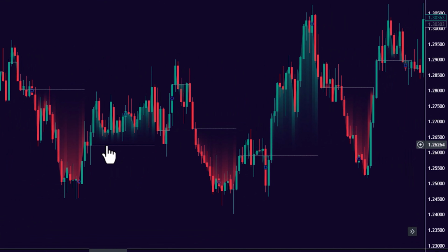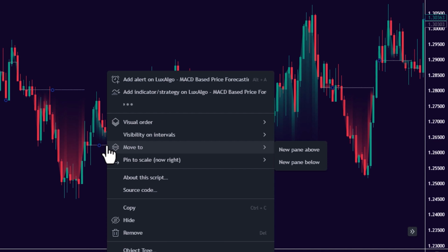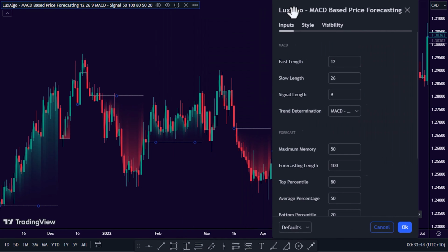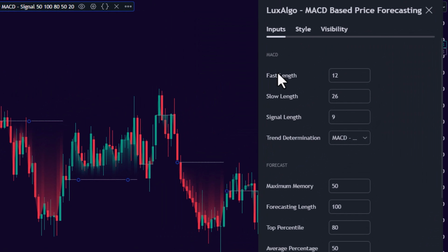Place your mouse on the indicator and right-click. Navigate to select the settings option. Under the MACD settings, there is the fast length, the fast length of the moving average used to compute the MACD. Slow length, the slow length of the moving average used to compute the MACD. Signal length of the MACD moving average. Trend determination, method used to determine a trend direction from the MACD.